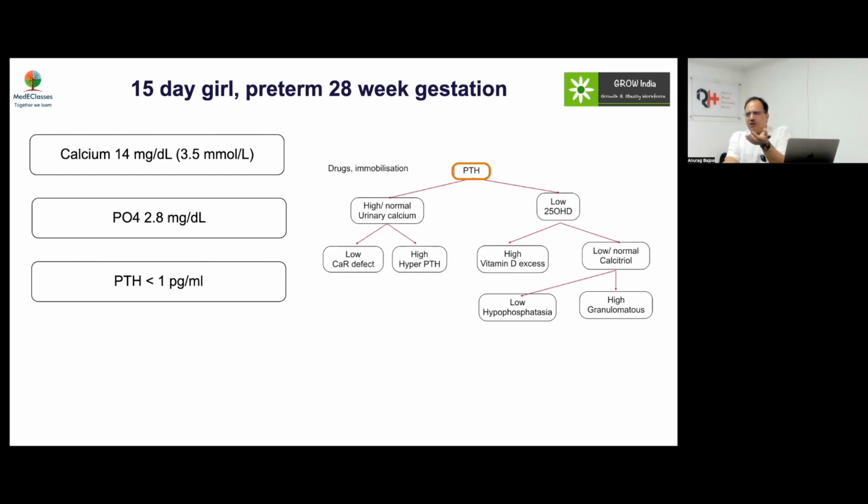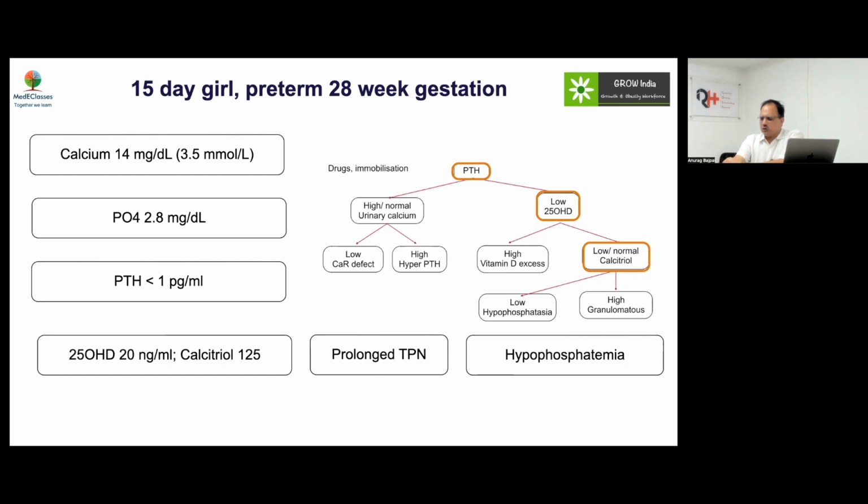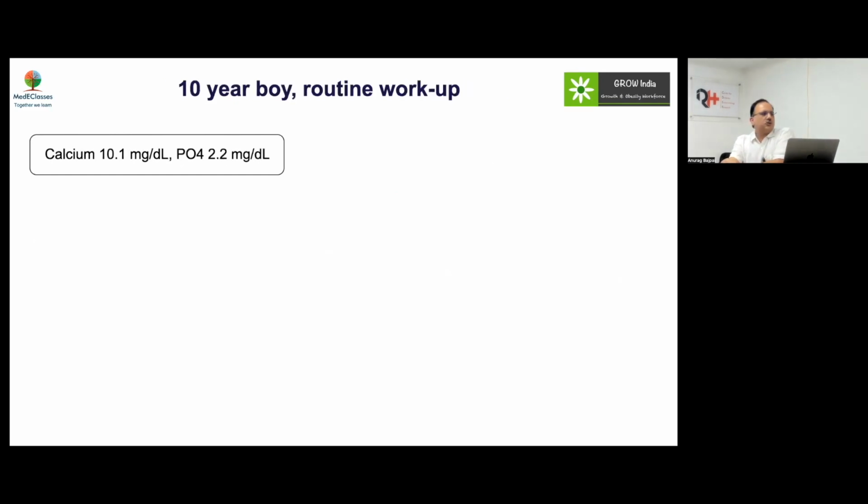Dhwani had so nicely talked about this pathophysiology that if you have hypophosphatemia, you will have increased 1-alpha hydroxylase action, and this will result in increased calcitriol level, causing hypercalcemia in that setting. So this is because of prolonged TPN and phosphorus deficiency. It's not a PTH dependent cause.